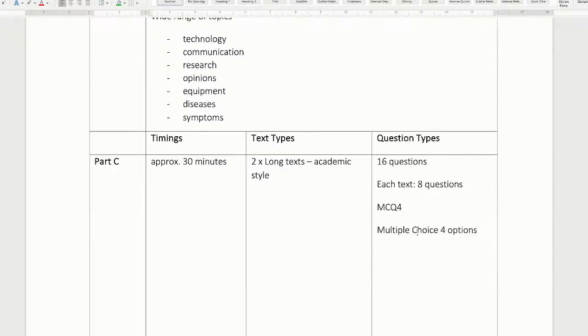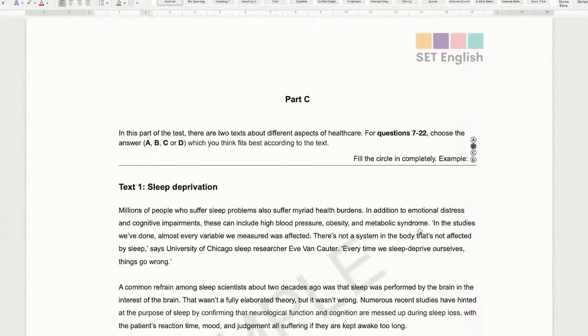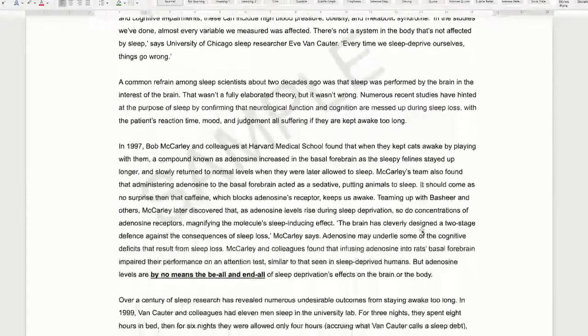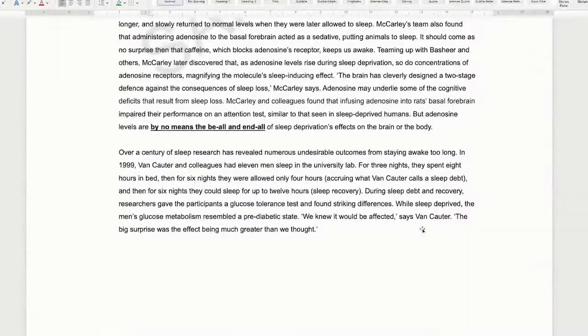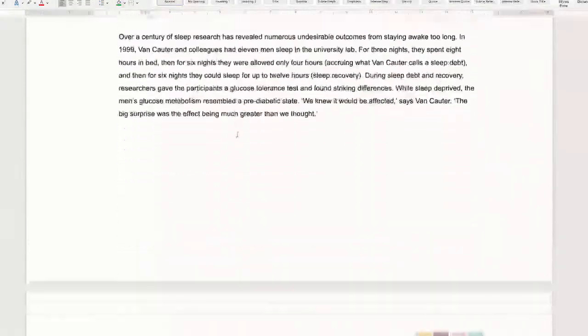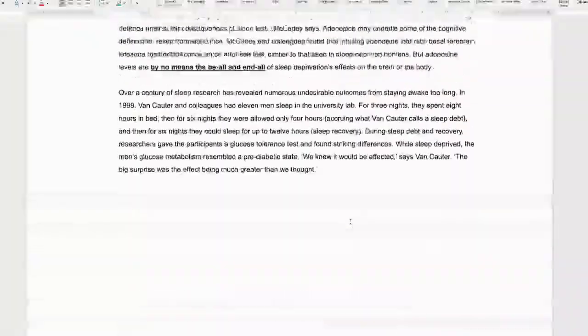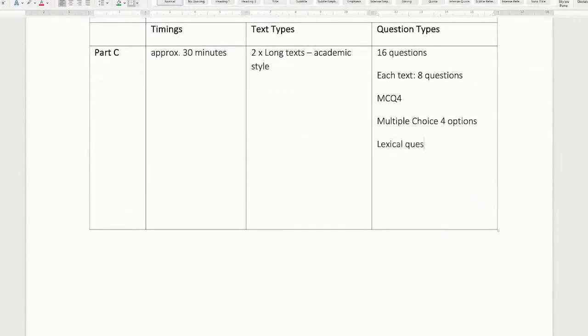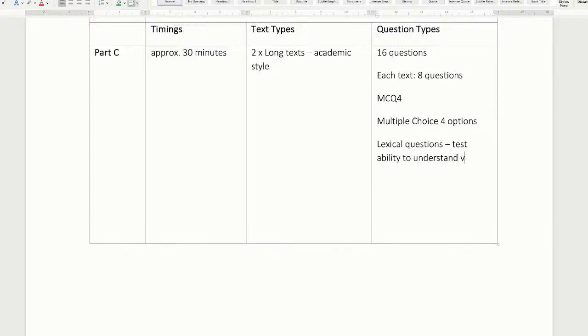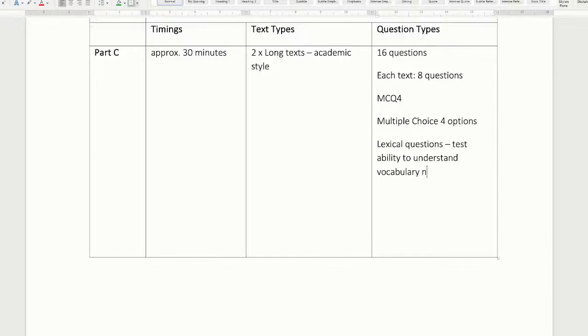So let me show you an example. Here is a typical text. If we look at how many paragraphs there are, we've got a number of different paragraphs. We've got different question types here that, even though they're all multiple choice, include a type of question called a lexical question. There are also reference questions, although one doesn't seem to be there. So we've got lexical questions. These test our ability to understand vocabulary in context.